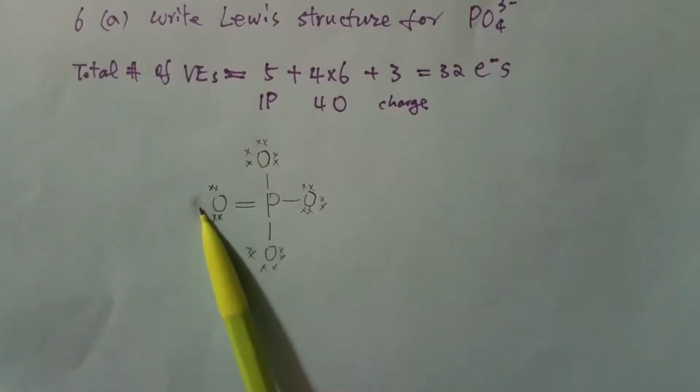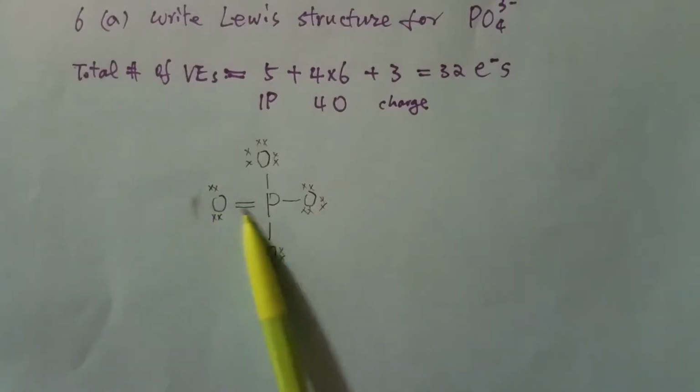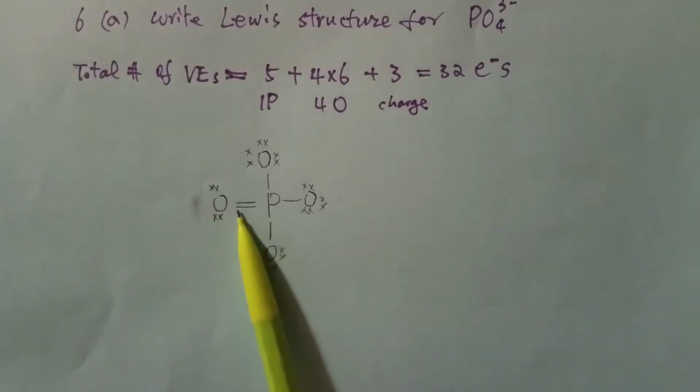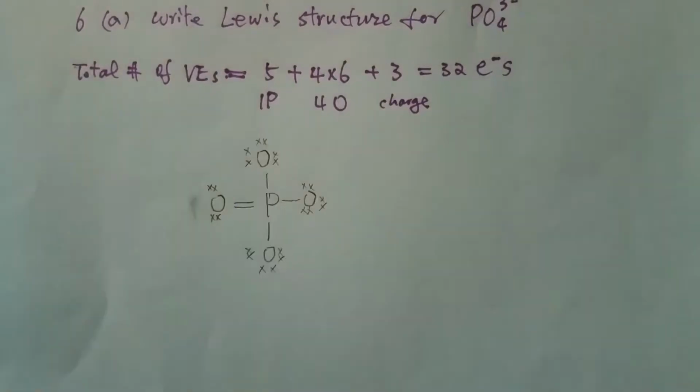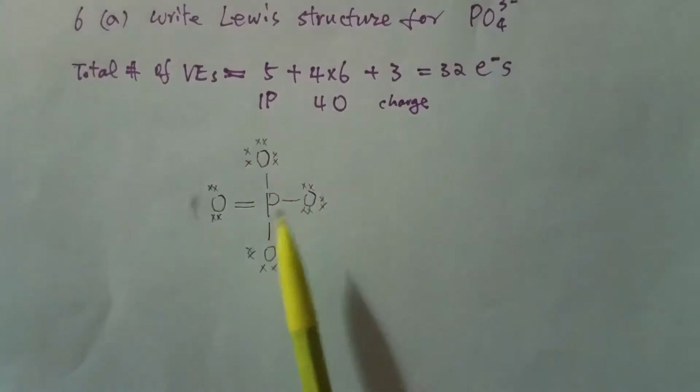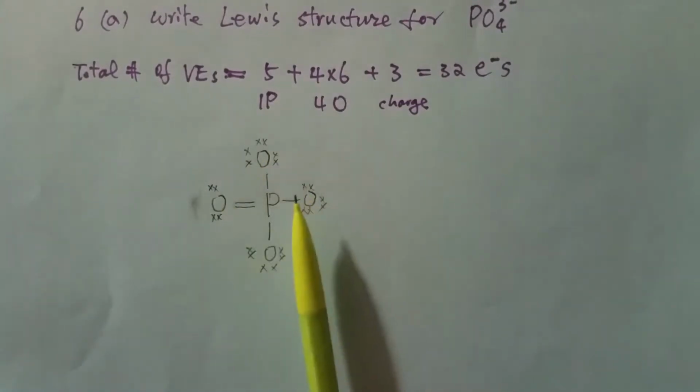Now the question is, why did I not assign the last 2 electrons as non-bonding electrons, as a lone pair? Why place the last 2 electrons here, forming the double bond? The question can be answered by applying formal charges. We are going to talk about formal charges in the next lecture.